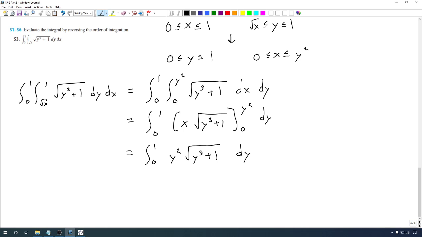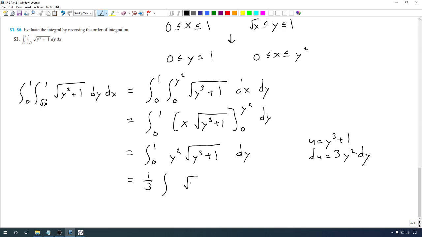And so what do we have? Well, we have something that we can do a substitution on. This is no longer an impossible integral to do. We can make the substitution u equals the inside of the square root, so the y cubed plus 1. That means that du is 3y squared dy. Of course, we don't have a 3 in here, but we do have the y squared dy that we wanted. We end up needing a 1/3 to make up for that 3.